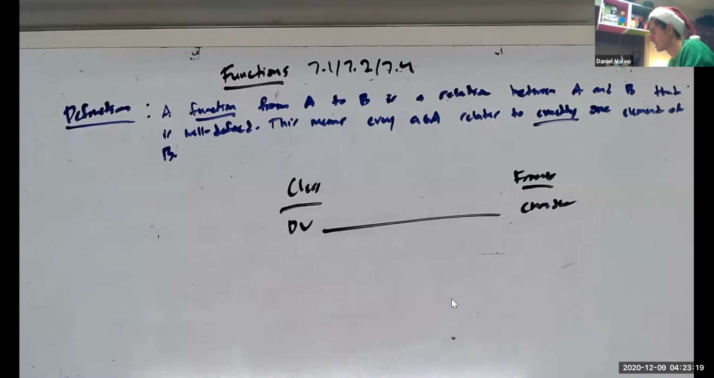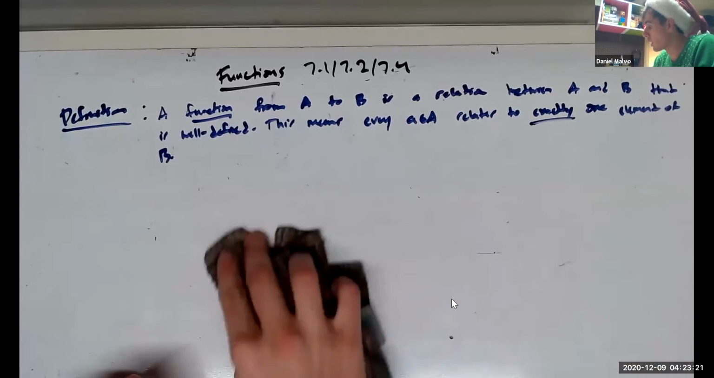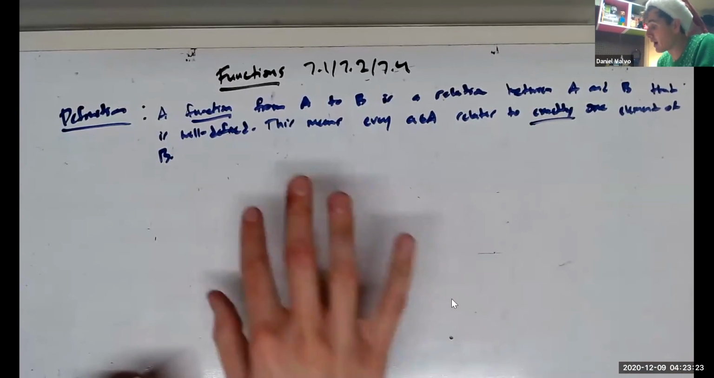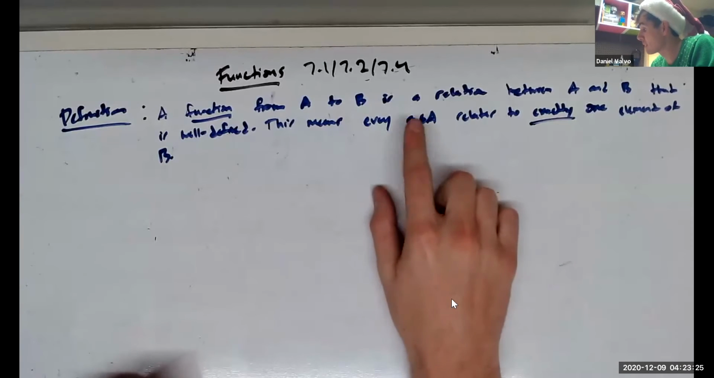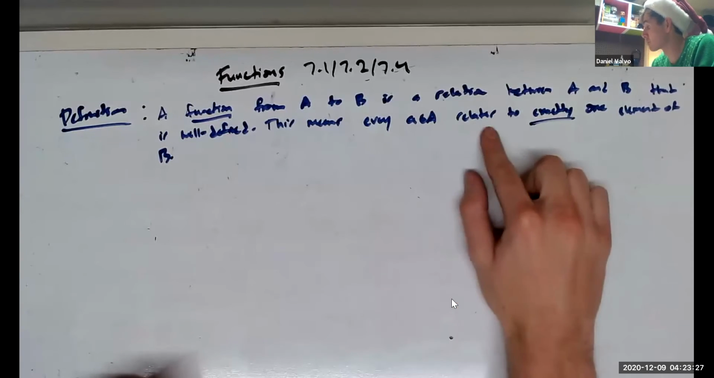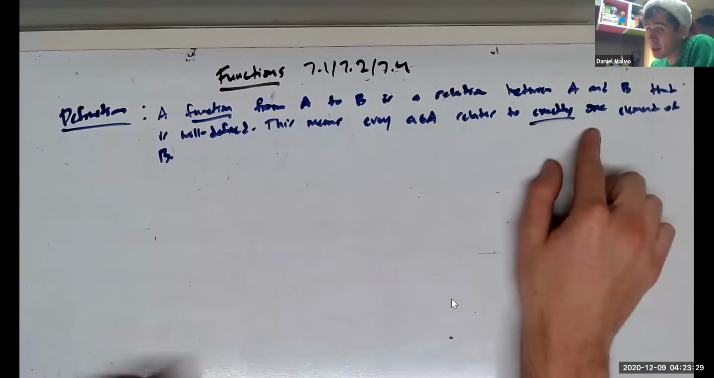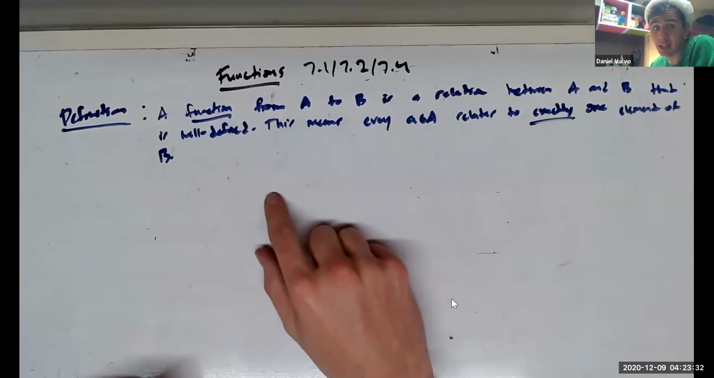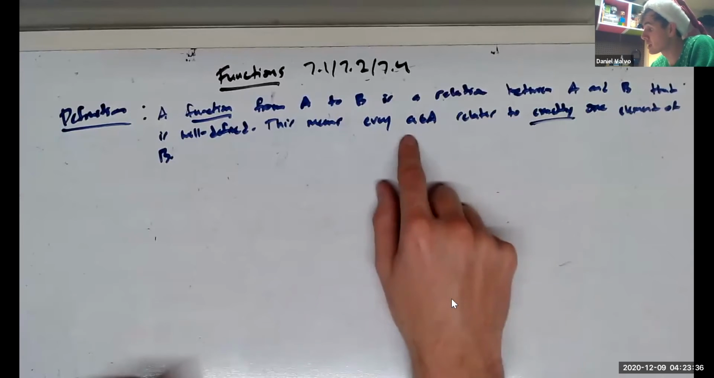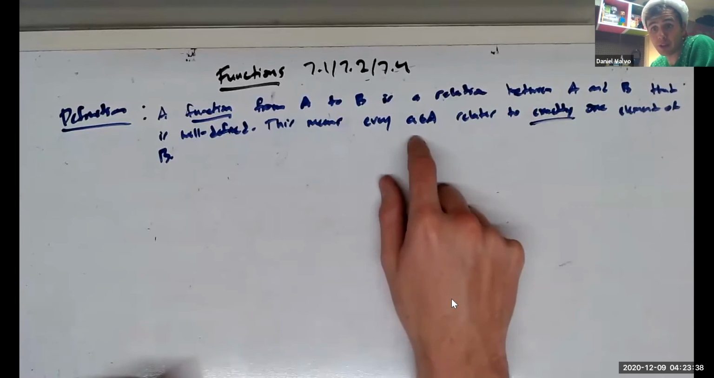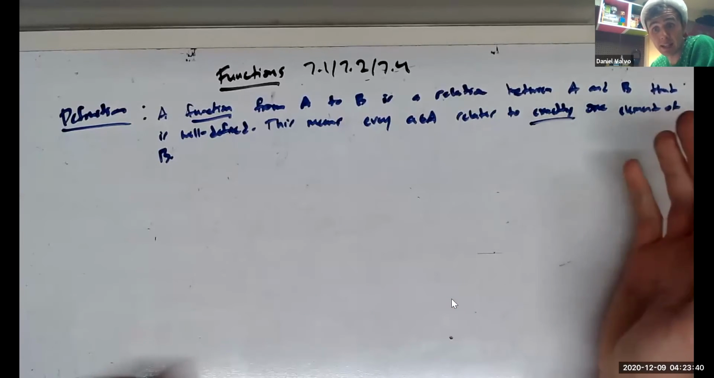So that's interesting. It's kind of a new thing. And it works one way, by the way. Every element in A must relate to exactly one element of B. That does not say that an element of B can't relate to multiple things in A. This function might send multiple different A's to the same B. That's fine.